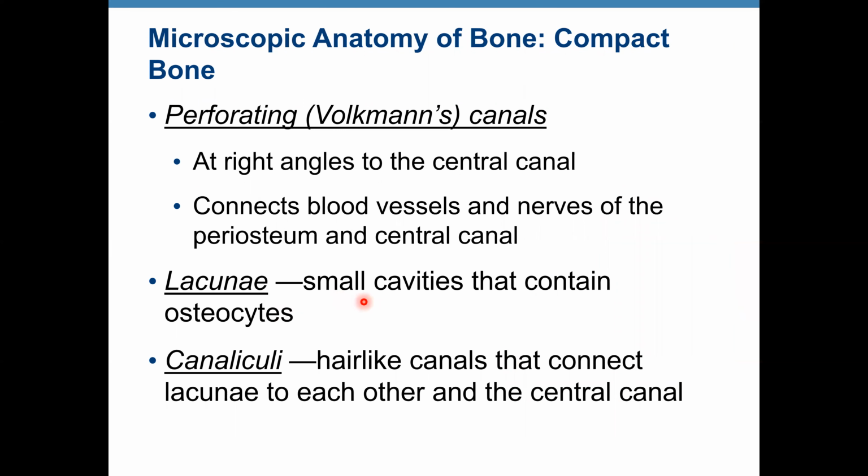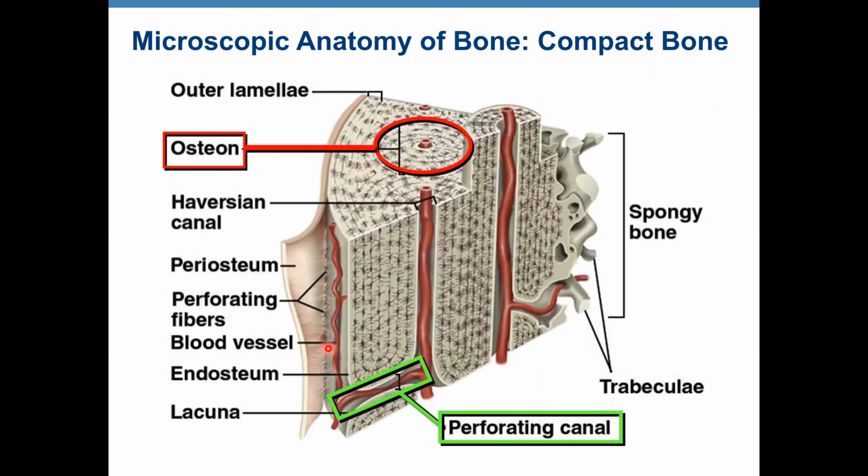Lacunae are small cavities that contain osteocytes, and canaliculi are hair-like canals that connect those lacunae. They connect lacunae to each other and the central canal. So here, let's look at this diagram. Here's the structural unit, osteon. Right inside is the central canal. Here's another osteon. Now those tubes, those are lamellae. So here's the central canal. Here's a perforating canal that connects the central canal with the nutrient blood vessel over here.